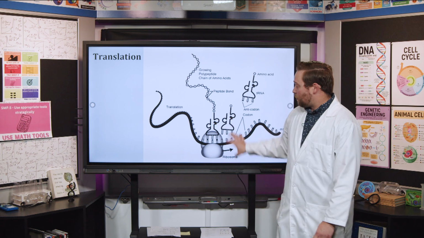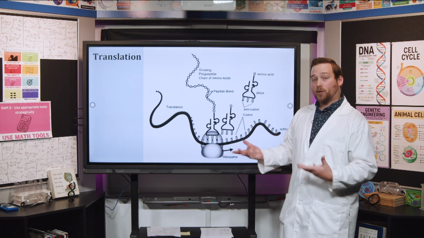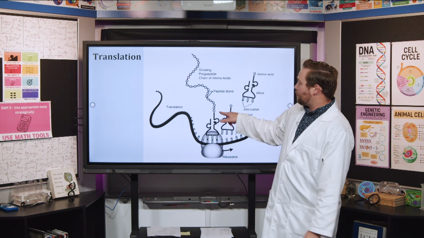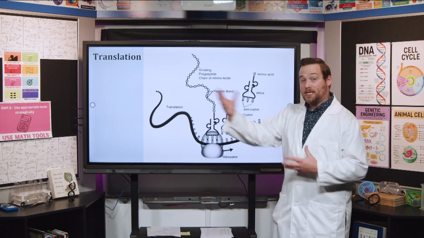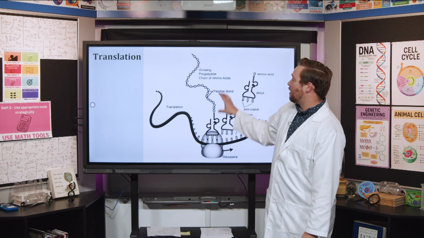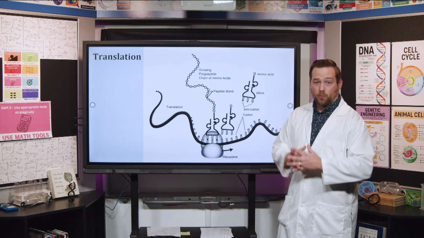Then the ribosome will continue reading the mRNA until we get to a stop codon. That tells the ribosome we're done. At that point, this polypeptide would leave this process, and the polypeptide would begin to fold, and once it's done folding, that's when we make a protein.